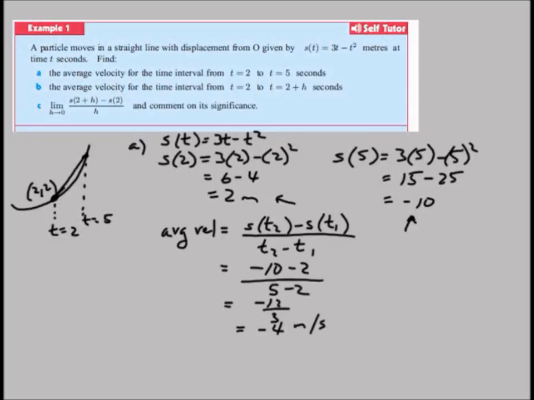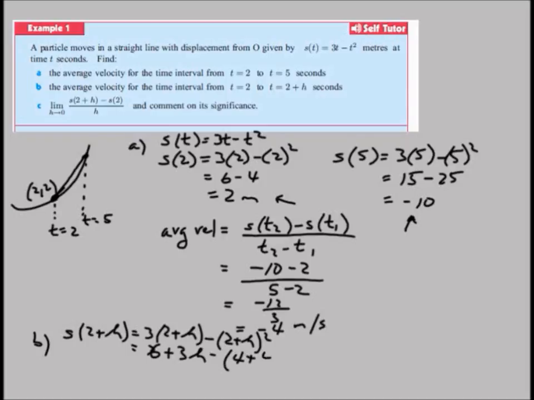Part B. Find the average velocity for the time interval 2 seconds to 2 plus h seconds. So what's S(2 + h)? Well, that's 3 times (2 + h), subtract (2 + h) squared. 6 plus 3h, subtract (4 + 4h + h²).